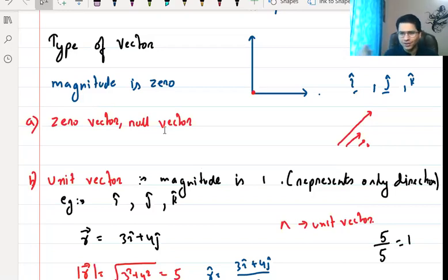Zero vector is something a bit fudgy. I don't know why people even bother to define it, but it is just a point. Zero vector means its magnitude is 0, and by magnitude 0, I can say it doesn't even exist, because it is just a point. But if someone asks what kind of vector a point would be, a point would be a zero vector or null vector.